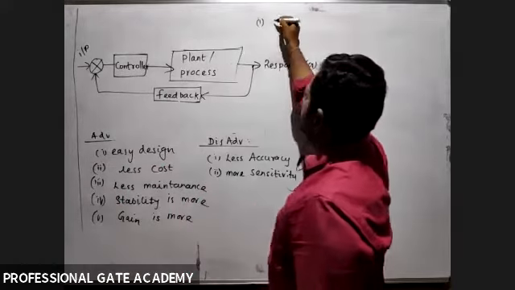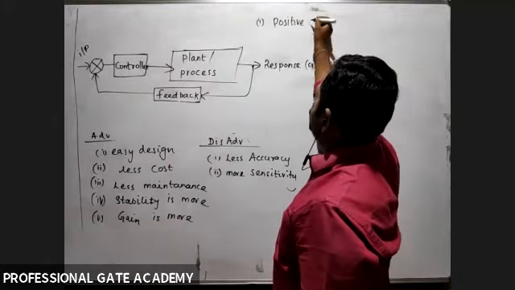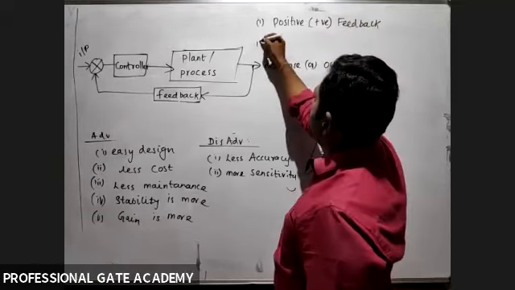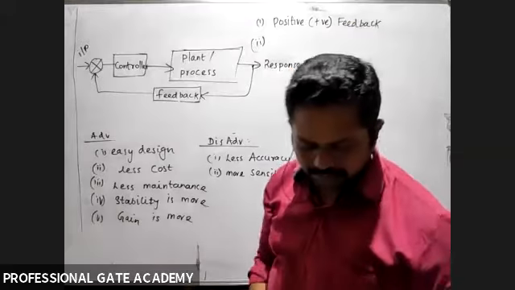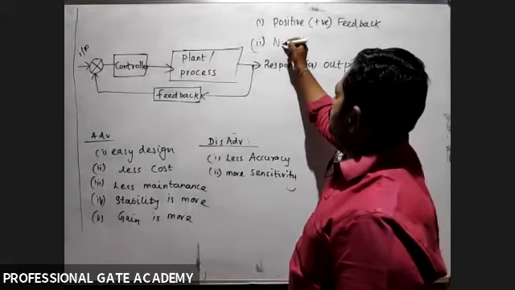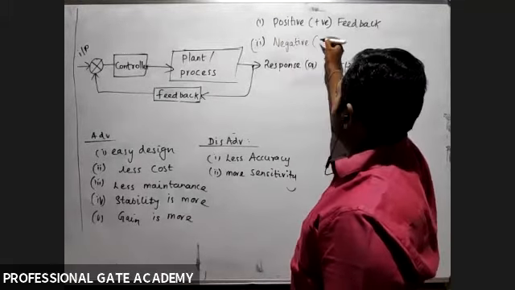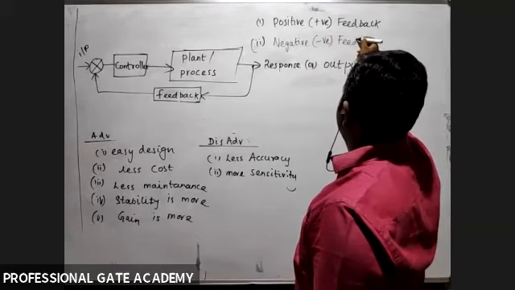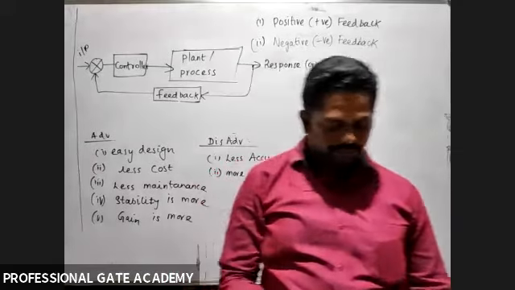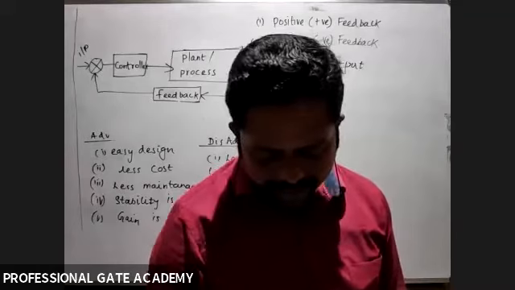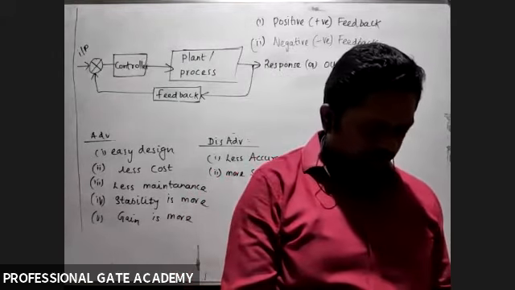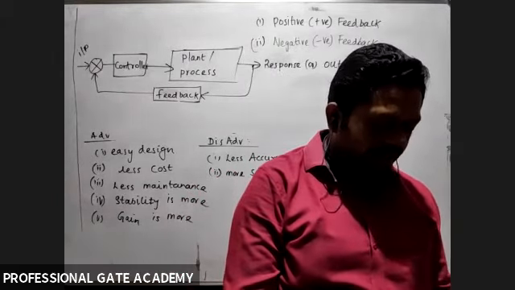First one, positive feedback. Positive or, in short, we can say positive feedback. Take the second one: negative feedback. First one, positive feedback. Second one, negative feedback. For a control system, which one is best, positive feedback or negative feedback? Negative feedback. Yes, negative feedback has more advantage.